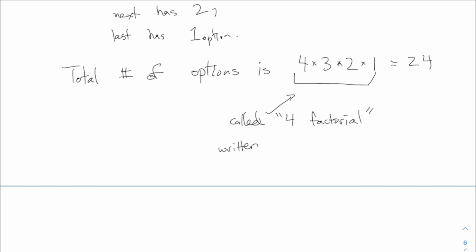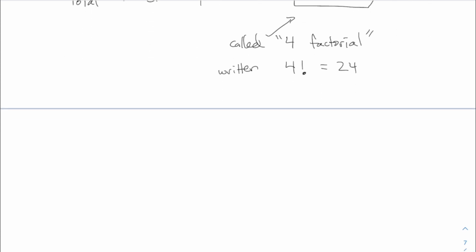Excellent. Yeah, it's written like this, which is a little strange. Like 4! It looks like you're shouting the number, but the exclamation point is the operation. So 4 factorial equals 24, because that means 4 times 3 times 2 times 1. All right. And this is how many permutations you get from 4 options.